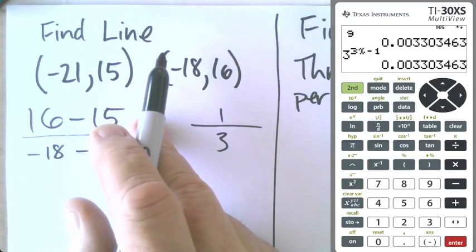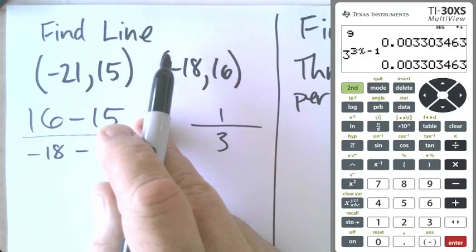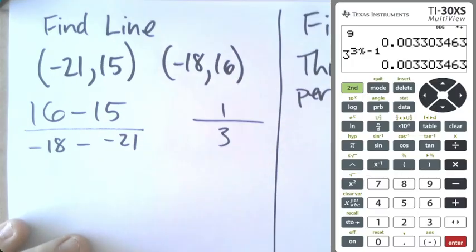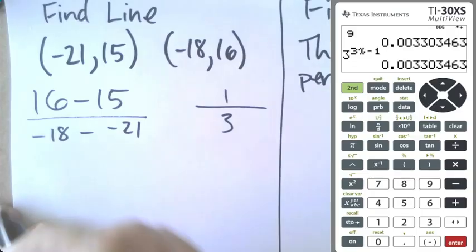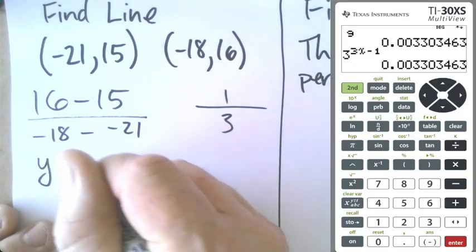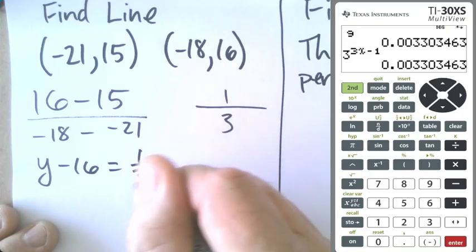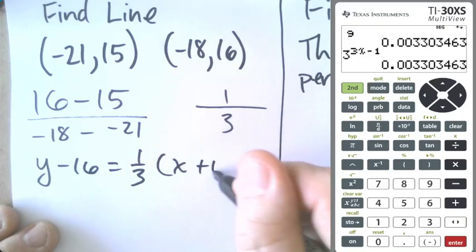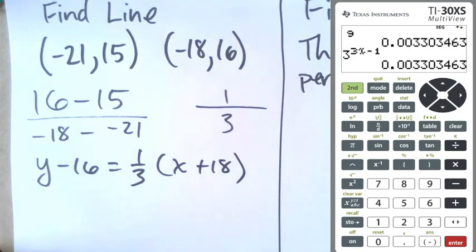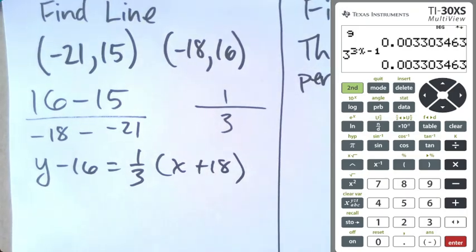Hey, guys, the directions say find the line. It doesn't say the format I require. So there's literally 3 choices you have. And I'll just show you how quick these are. You can write the following. Y minus 16 equals 1/3 times the quantity of x plus 18. That's an answer that's valid. Do you guys understand why I'm writing the plus 18?